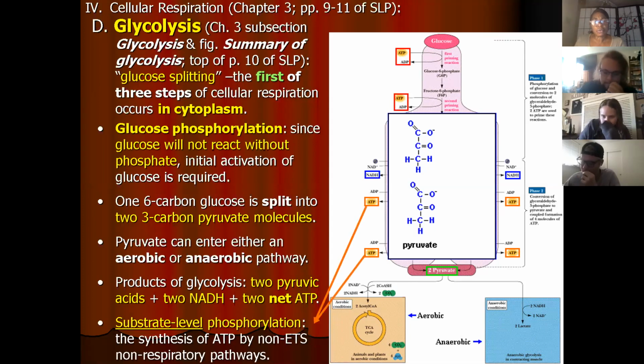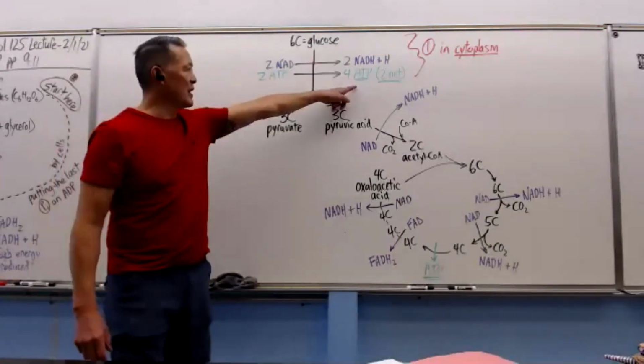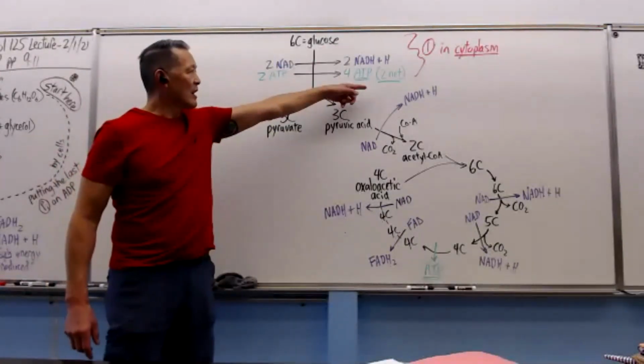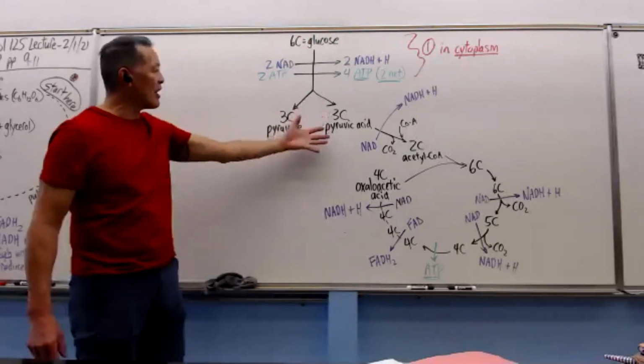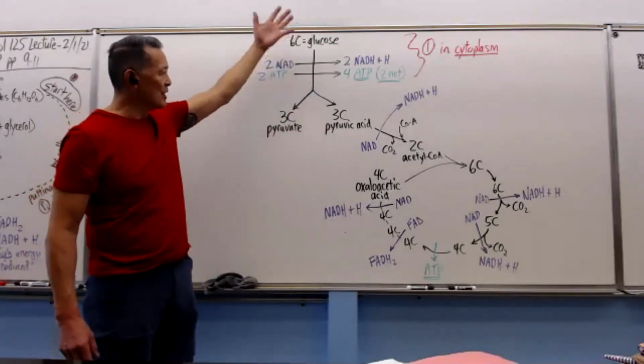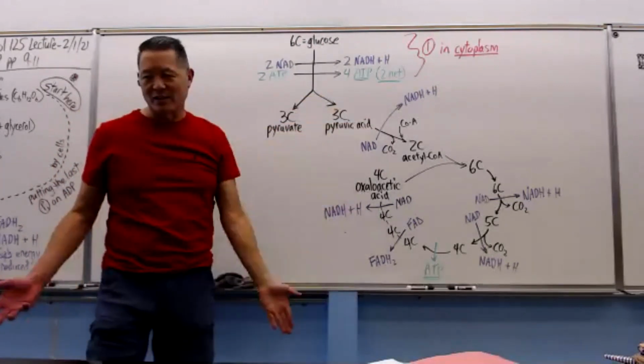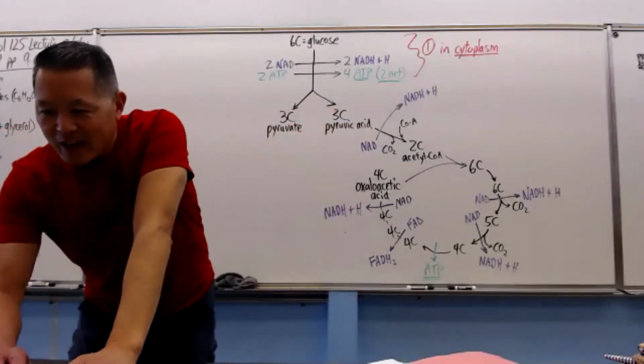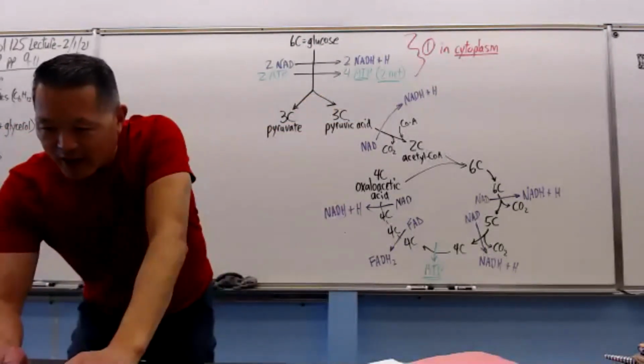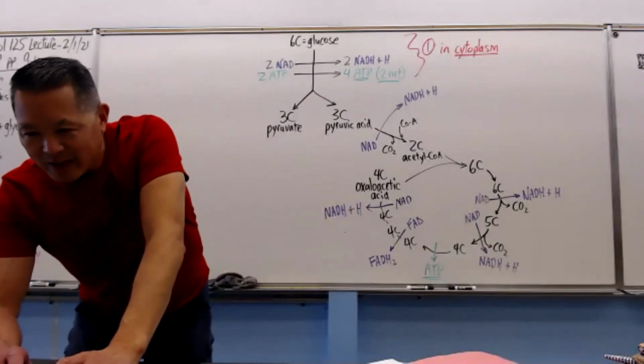And this is substrate level phosphorylation because these 2 net ATPs, look on the whiteboard, these 2 net ATPs are being phosphorylated where there are carbons. There are carbons here, substrate level phosphorylation. Carbons are the substrate. Boom. That's glycolysis.